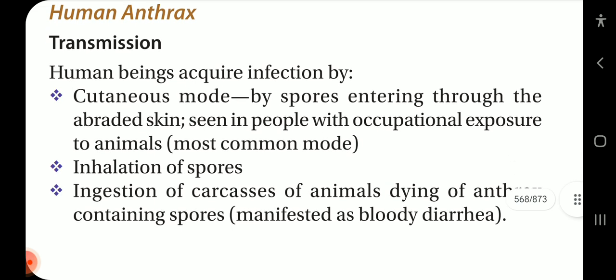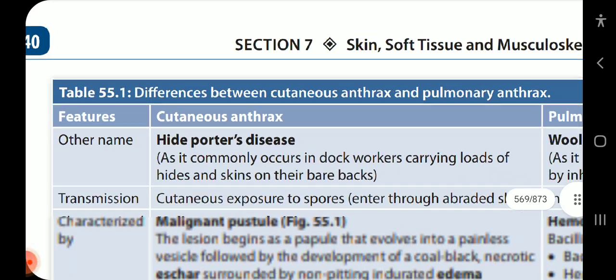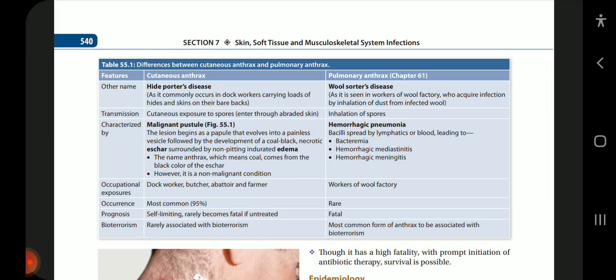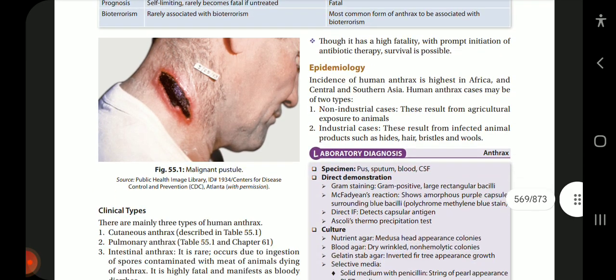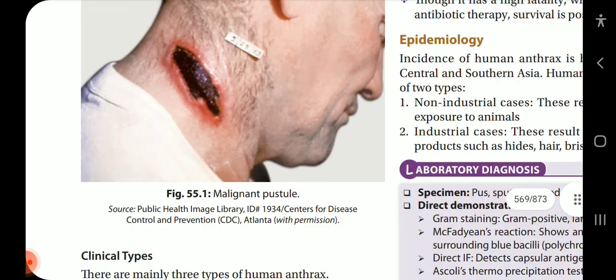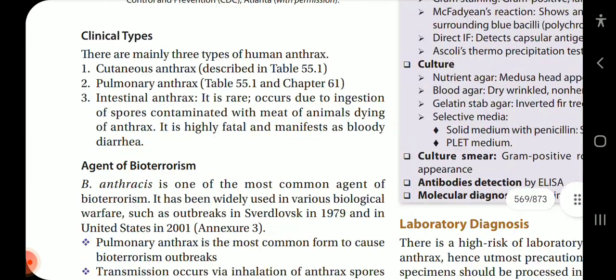Human anthrax. Transmission: human beings acquire infection by the cutaneous mode, by spores entering through abraded skin, seen in people with occupational exposure to animals, the most common mode. Inhalation of spores. Ingestion of carcasses of animals dying of anthrax containing spores, manifested as bloody diarrhea. Now in this table we can see a difference between cutaneous anthrax and pulmonary anthrax. We'll review it in some time. Now in this image, we can see a malignant pustule of anthrax.